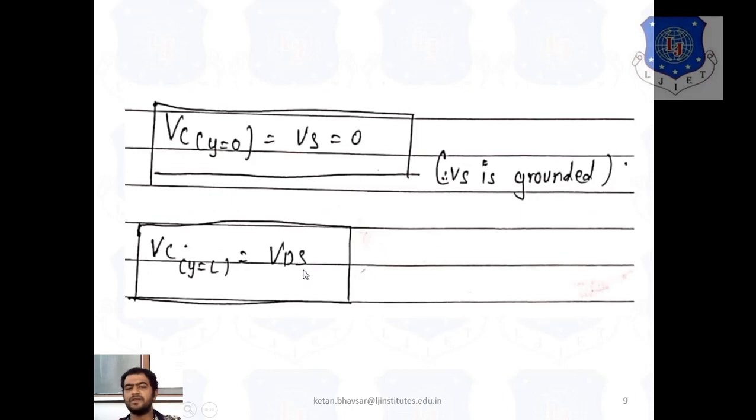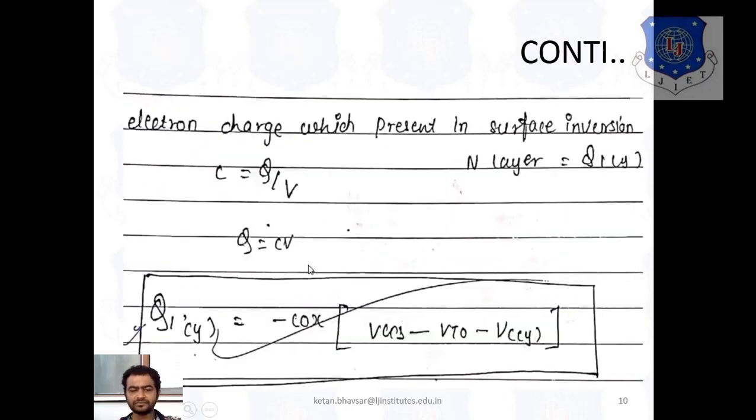As you can see, at Vs equal to 0, at y equal to 0, Vc is equal to 0, and at y equal to L, Vc is equal to Vds. Now according to the charge equation, C is equal to Q by V, so Q is equal to C into V. Because of the surface inversion, we are talking about the N-type MOSFET or N layer, so we can see Q1 of y is equal to minus Cox (VGS minus VTO minus Vc of y).